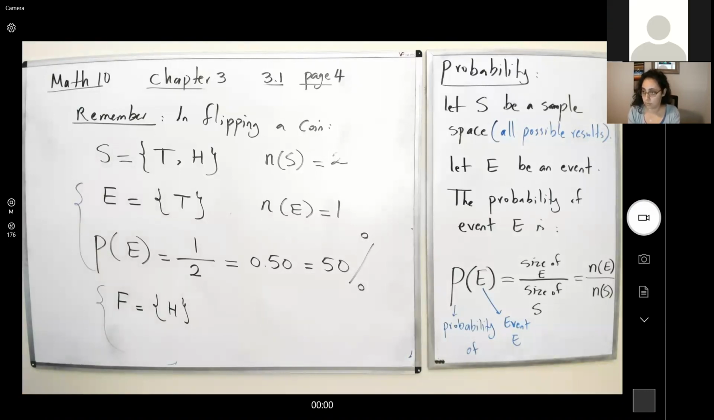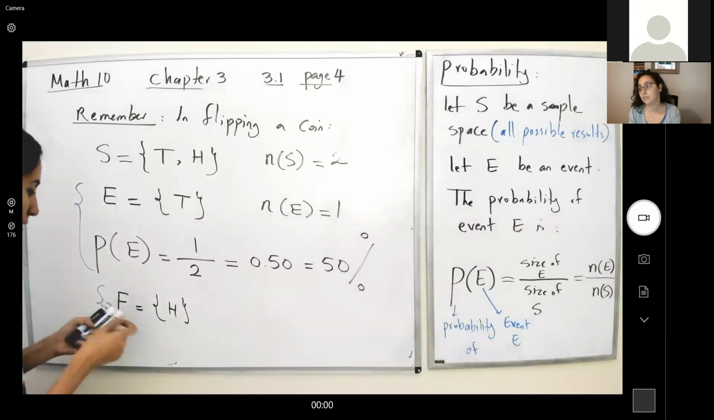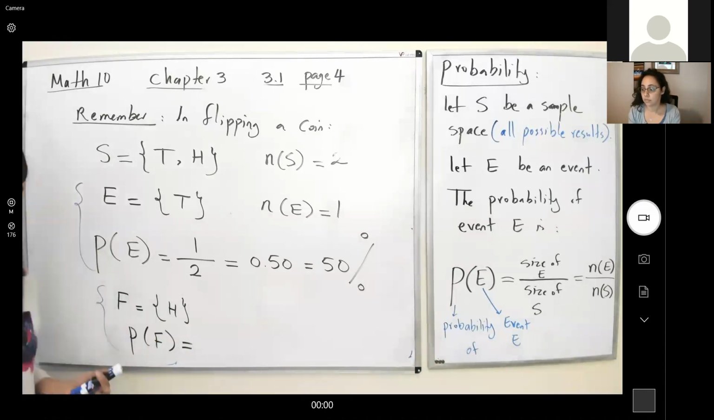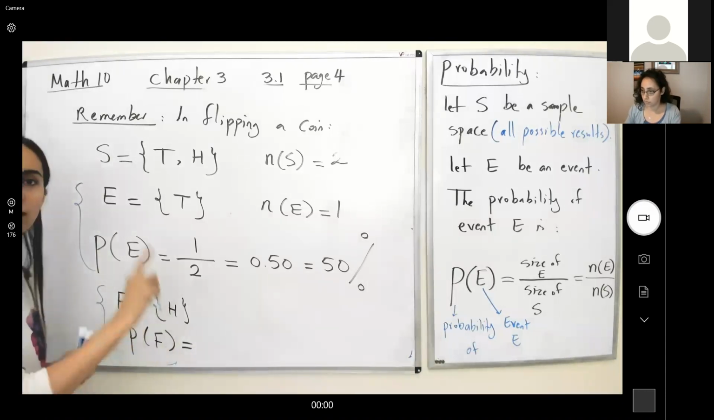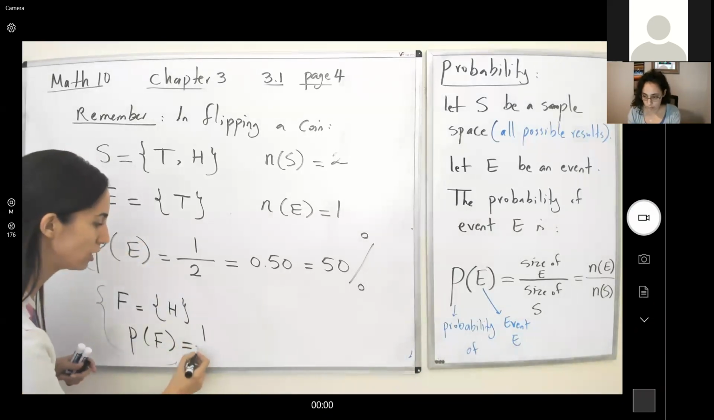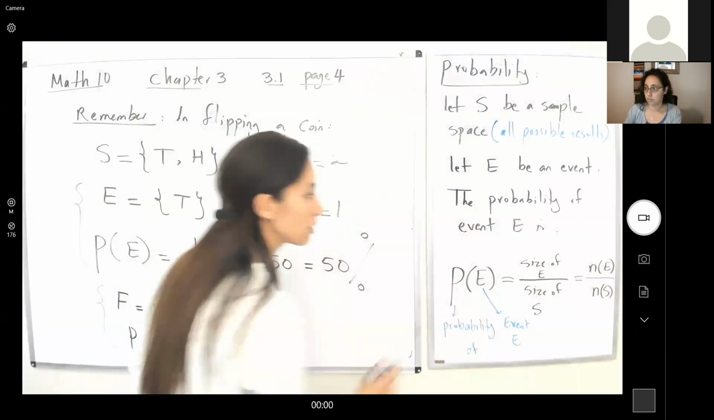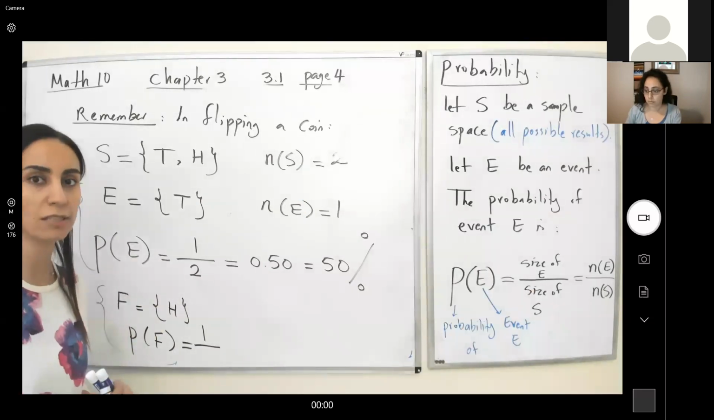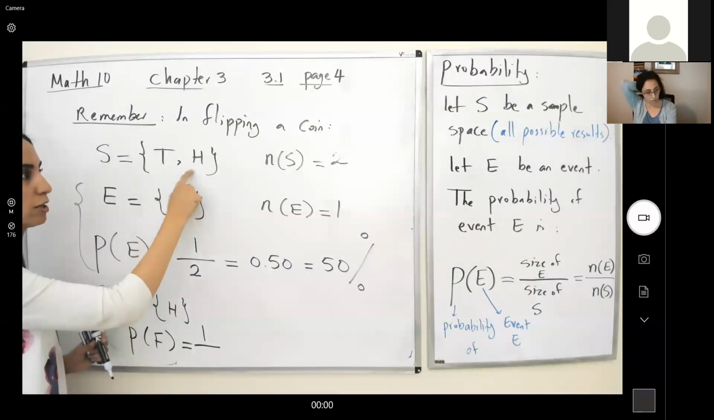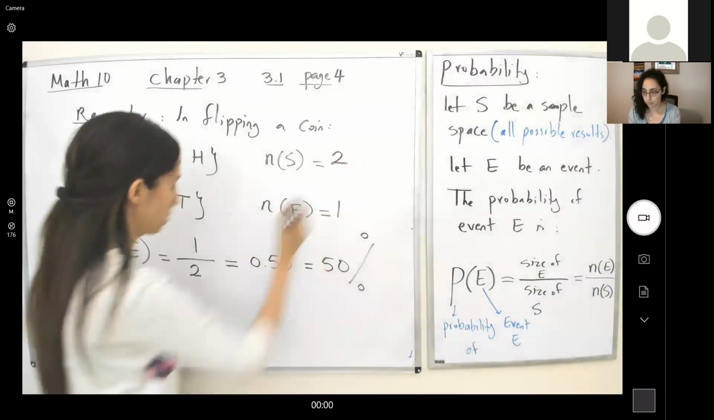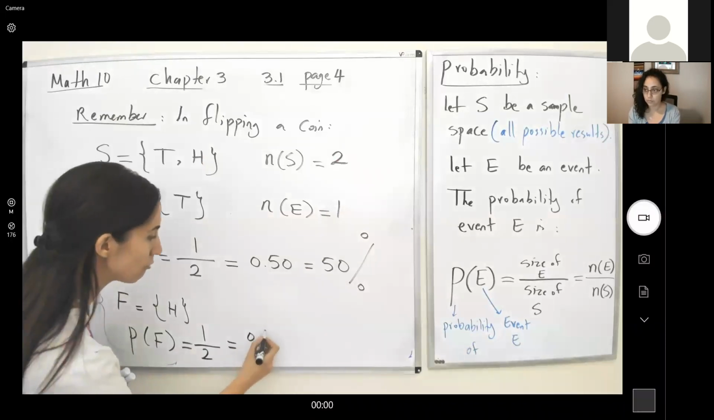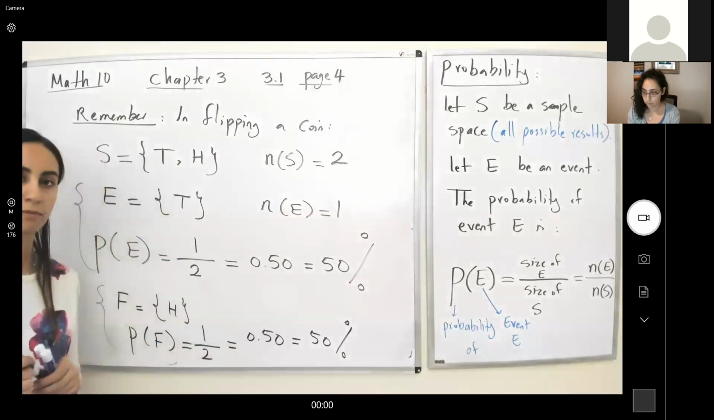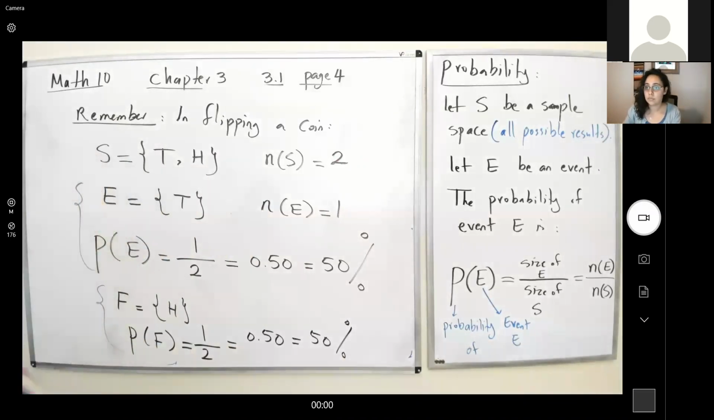Well, 50%? 50%, excellent. So the probability of event F is equal to the size of that event. This event has only one member, so the size is 1, divided by, guys, remember that on the denominator you have the size of your sample space, which in this case is equal to 2. So here you have 2. 1 divided by 2 is 50%. There you go. Excellent.